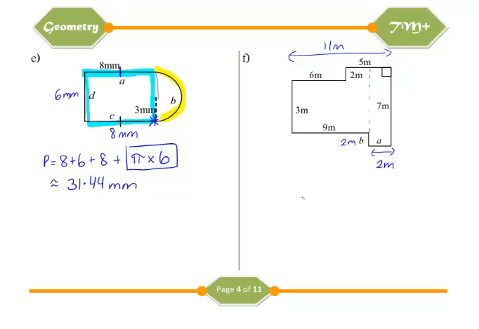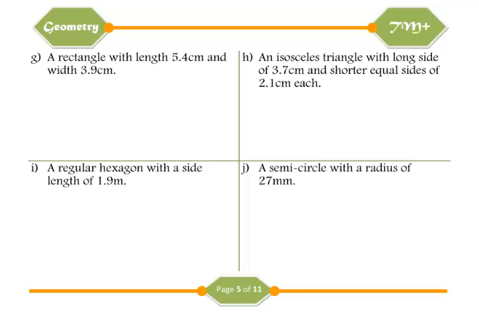Okay, so now we can work out the perimeter. Again, let's start somewhere. So I'm going to start here. 6 plus 2 plus 5 plus 7 plus 2 plus 2 plus 9 plus 3. And that gives me 36 metres.